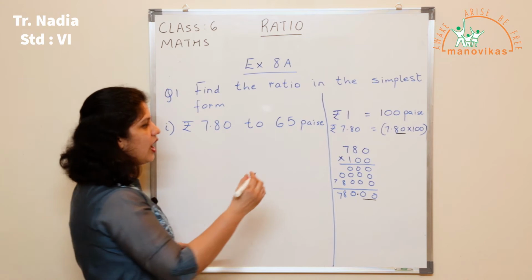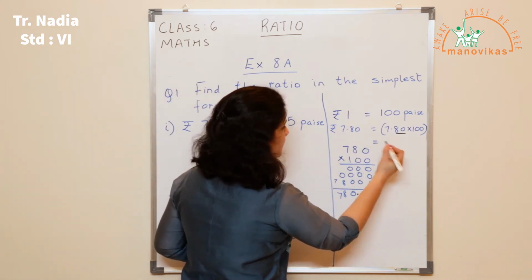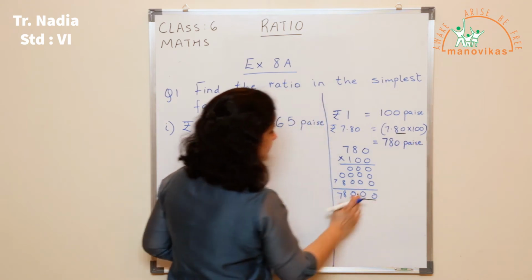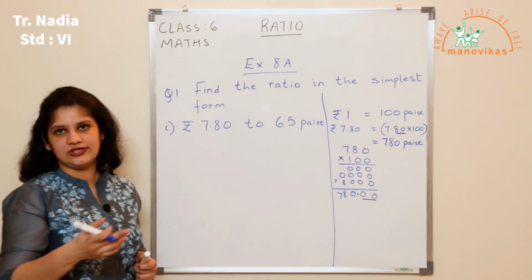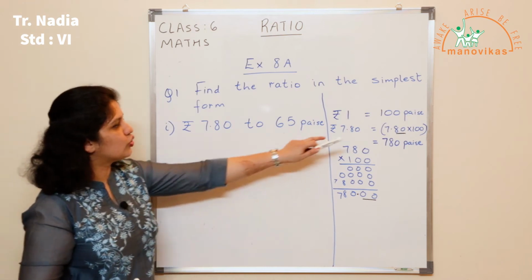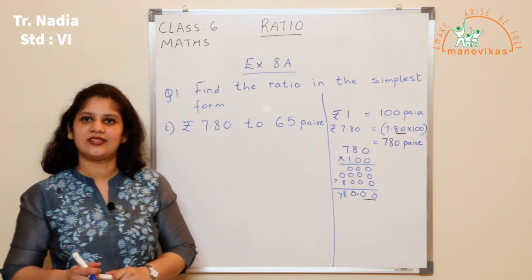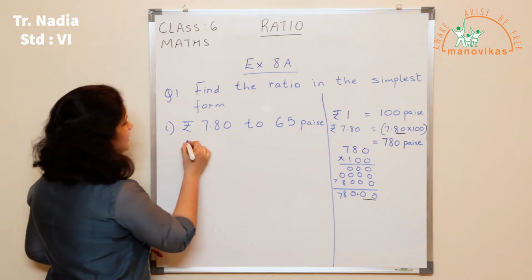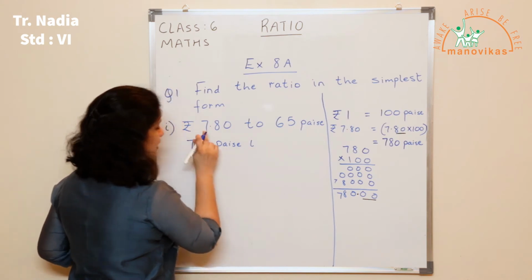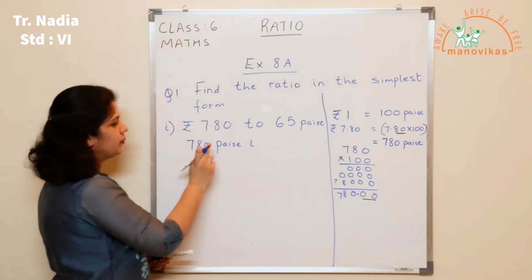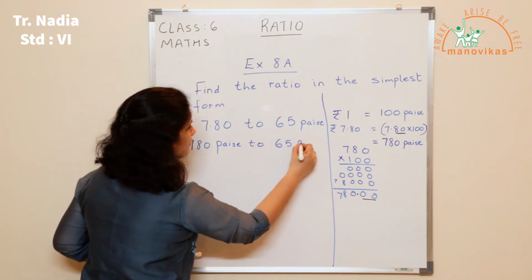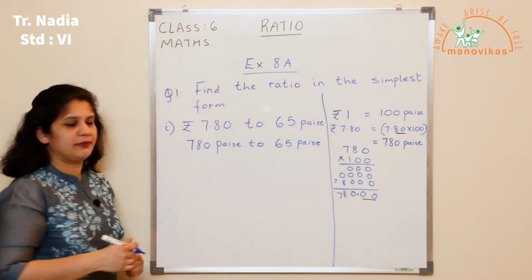780.00. So how much is 7.80? Rupees 7.80 I can say is 780 paise. Okay, this answer became 780.00, which means 780. The zeros after the point can be skipped. So rupees 7.80 is equal to 780 paise. Now you can see here, I have converted the rupees to paise. Rupees 7.80 became 780 paise to 65 paise. Okay, now the units have become same.